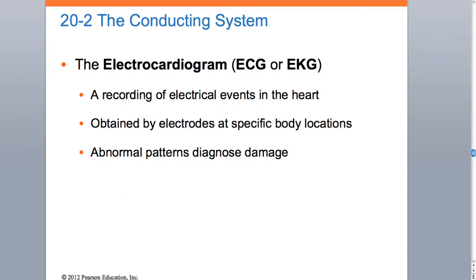Next slide. We've already talked about this, but let's go over it real quick. We said the abnormal patterns diagnose damage. So if you have an electrical damage in the heart, and as we've said, electrical follows physical, right? If the electrical is damaged, you're going to have a physical damage to the heart as well, because electrical represents some physical damage in the heart, and then therefore the heart's not going to function. So electrical before the physical. Now let's look at a typical EKG.